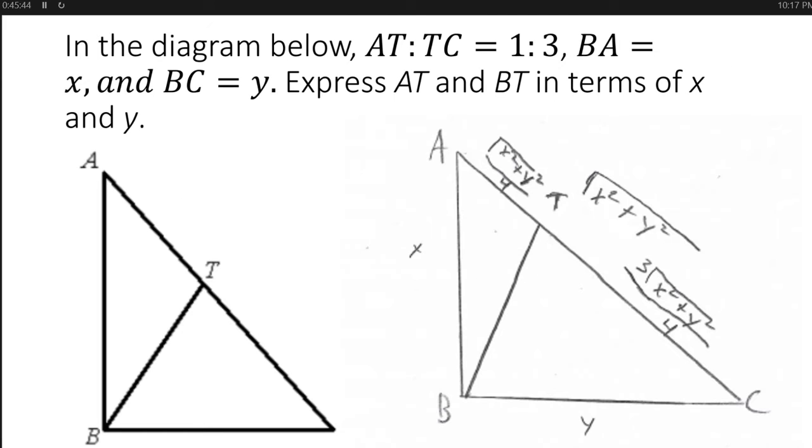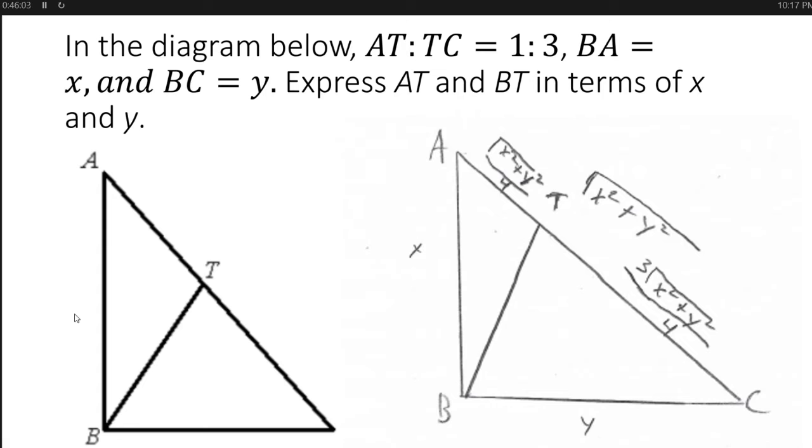All right. So this is one of the hardest questions that I came across. It said in the diagram below, which is this one, AT is, I'm not sure how to say it, but I know that it means the ratio of AT to TC is 1 to 3, meaning for every 1 AT you'll have 3 TCs, even though it doesn't look like it.